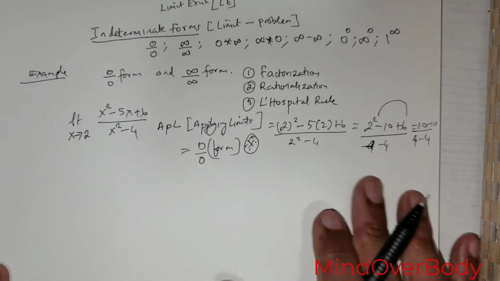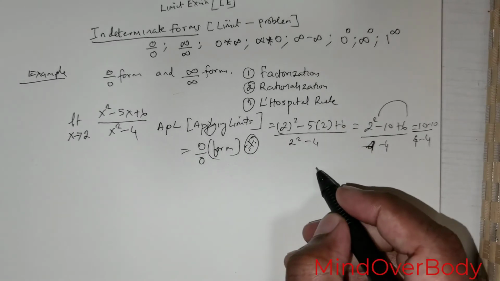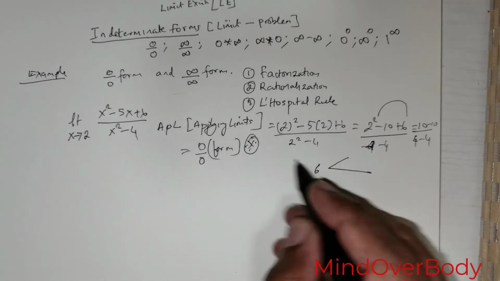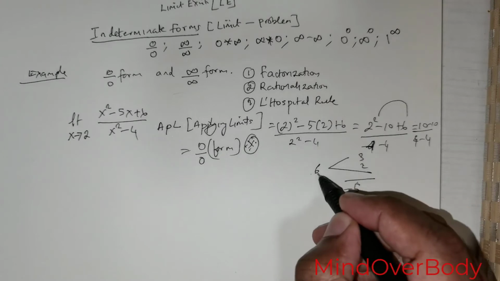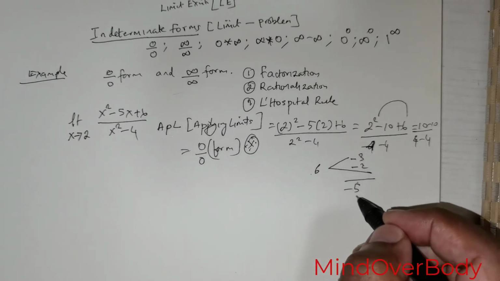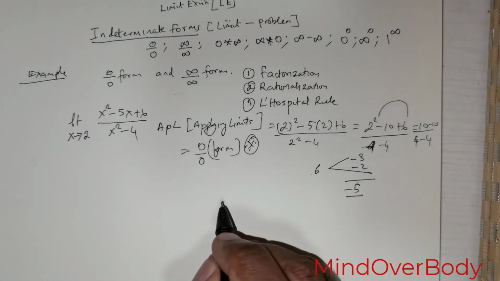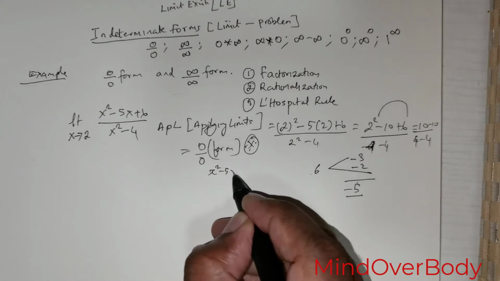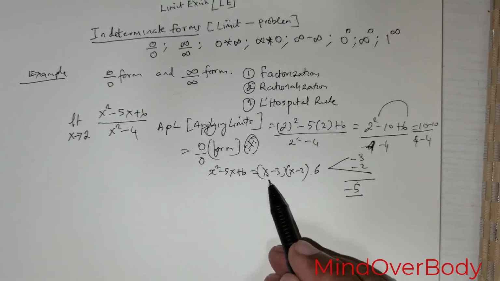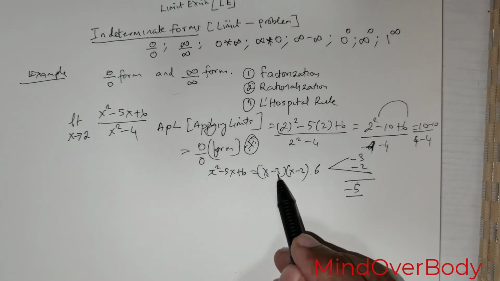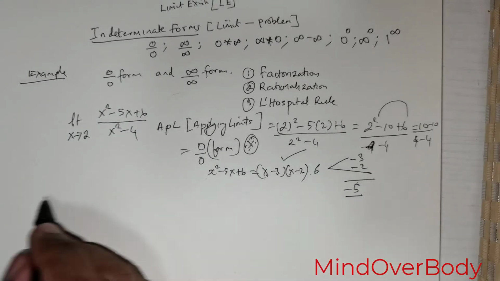Now as I mentioned to you, we can easily factorize, or we can rationalize, or we can apply L'Hopital's rule. Now I've got x squared minus 5x plus 6. So if I were to factorize this, 3 times 2 would have to give me 6, and 3 added with 2 should give me 5 with a negative sign. So this is obviously negative 3 and negative 2. So I can write x squared minus 5x plus 6 as x minus 3 times x minus 2. x into x gives me x squared. x into negative 2 would give me negative 2x, and negative 3 into x would give me negative 3x. Negative 3 times negative 2 would give me 6. So this factorization is fine.